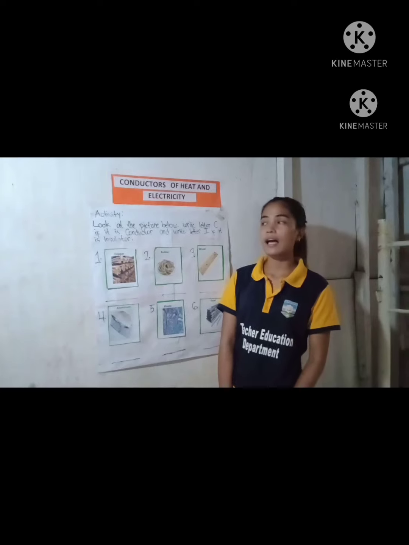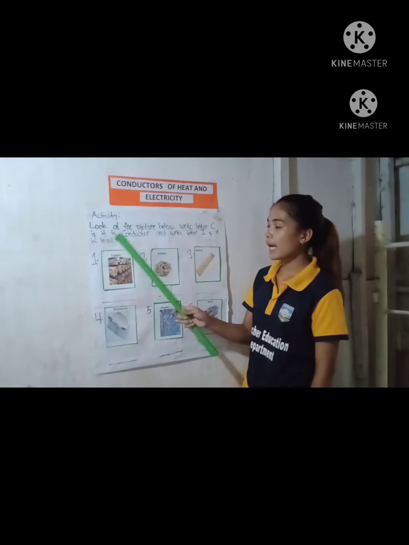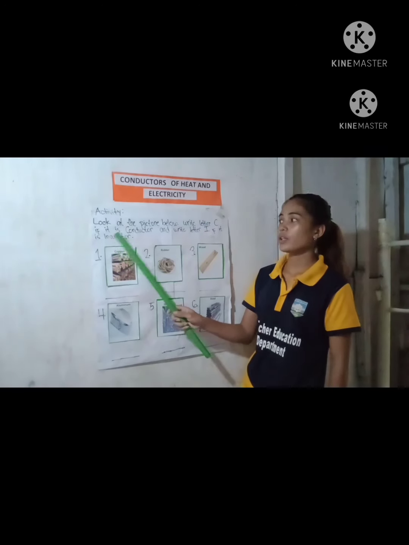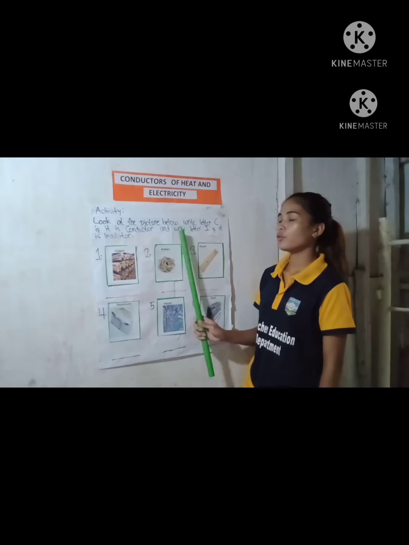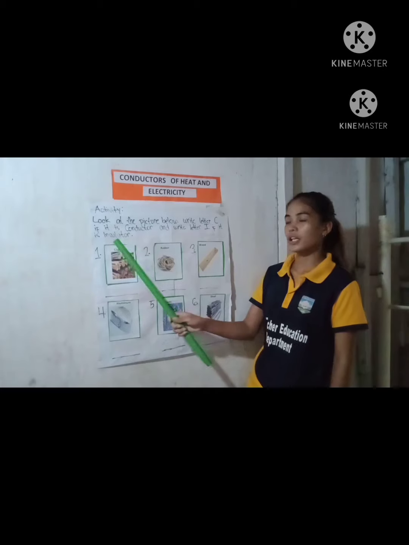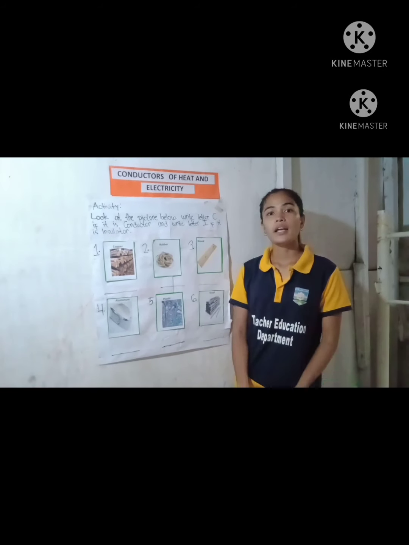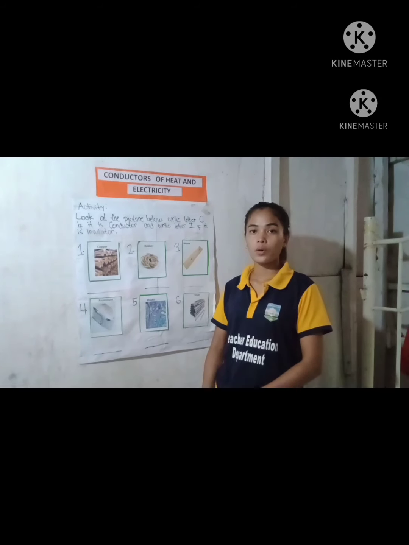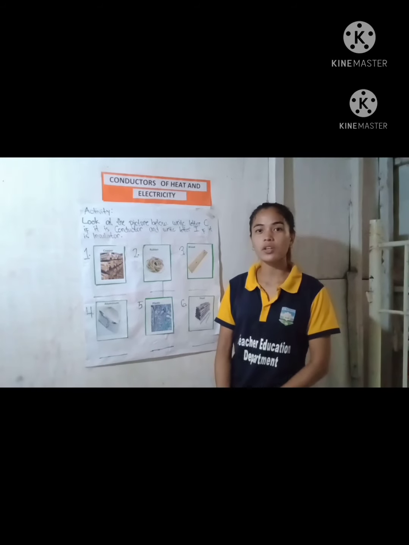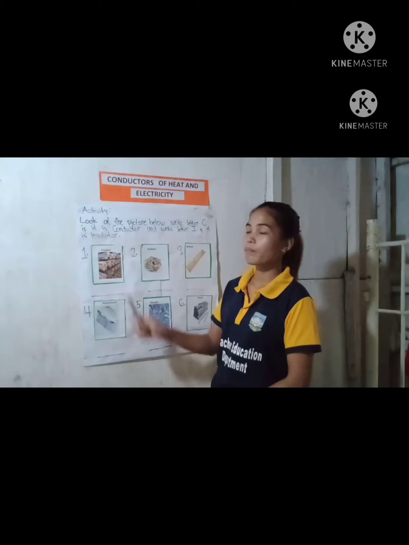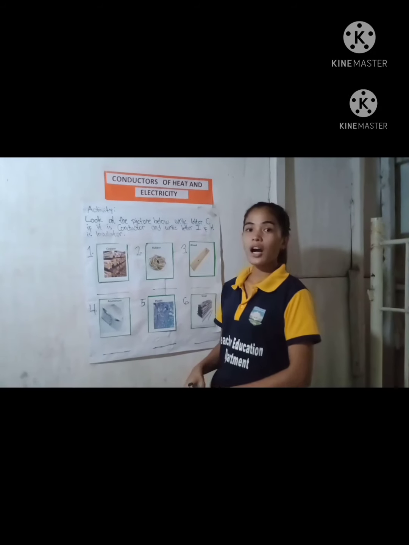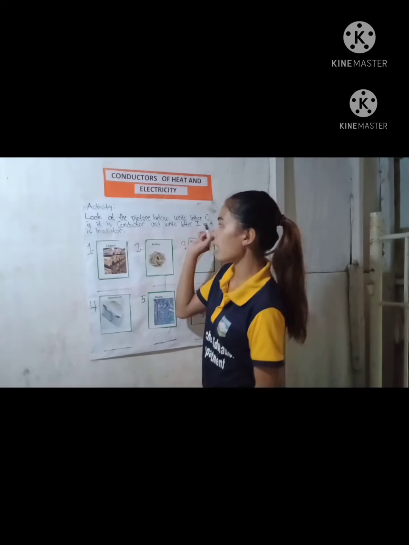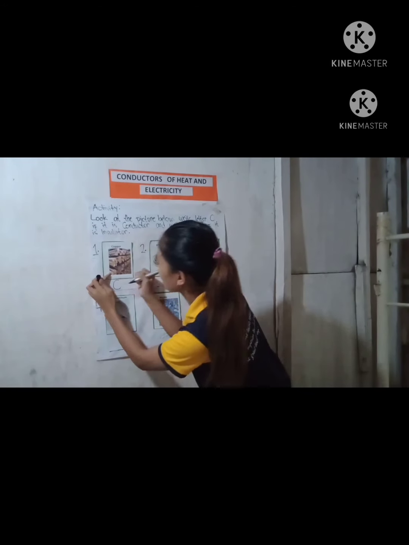Children, we have an activity. Look at the picture below. Write letter C if it is a conductor and write letter I if it is an insulator. I will give you 5 minutes to answer. Okay, children, let's check your answers. Number 1, we have copper. Copper is a conductor. So, let's put letter C.